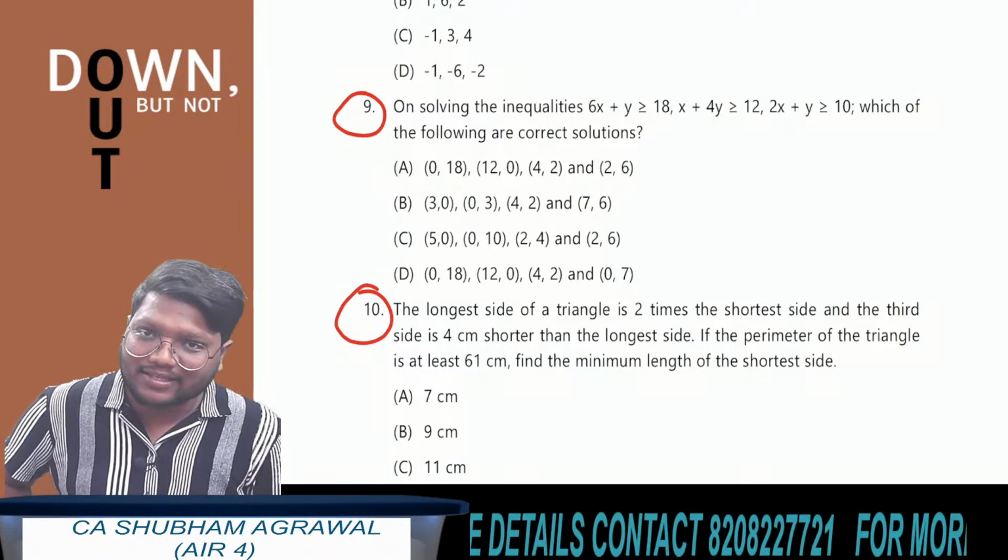Now just check for 2 comma 6. What is the value of 6x plus y now? 6 multiplied by 2 is what? 12. 12 plus 6 is what? 18. First inequality is satisfied.